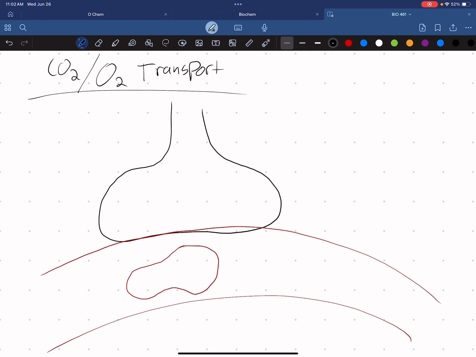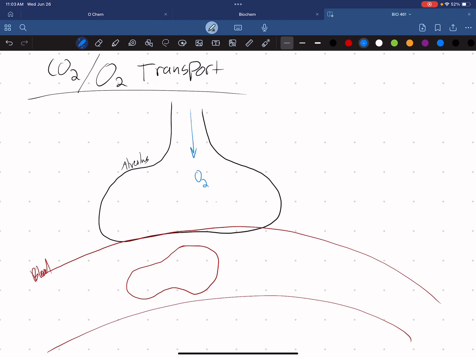Okay, so for the last part of this question, we're going to talk about oxygen and carbon dioxide transport to and from the blood. So I've drawn a picture. Here we have the alveolus, and in red we have the blood vessel. So what happens is we will have the atmospheric pressure bringing in oxygen here.